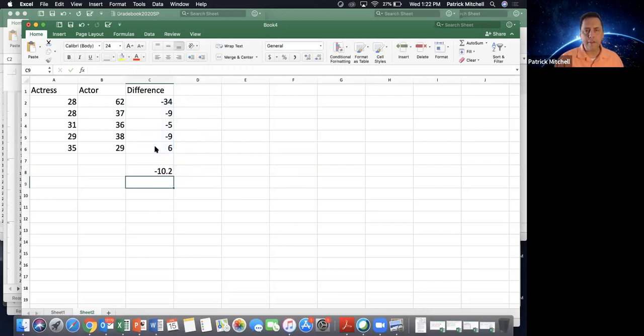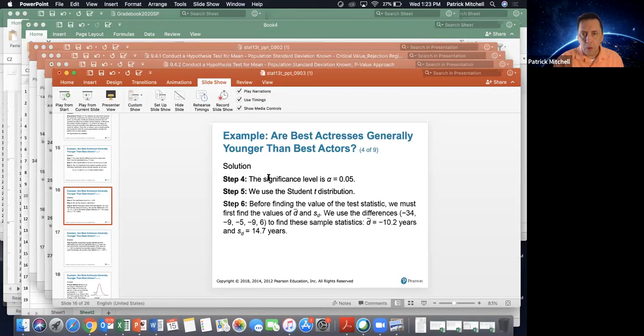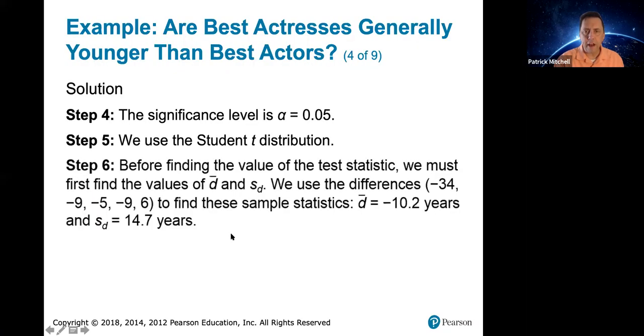So there's that negative 10.2 they were talking about. And then for the sample standard deviation, type stdev.s and select all of these cells. All right, there it is, negative 10.2, and I think they said 14.7, right? Because they rounded it to 1 decimal place, okay? But when they do their calculations, I bet they're going to use the unrounded value.